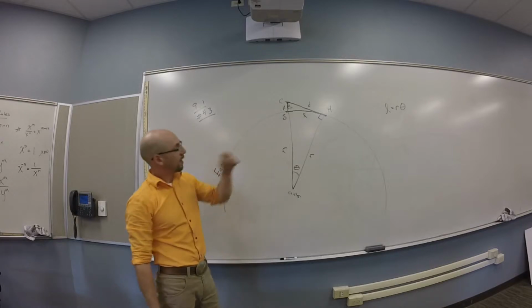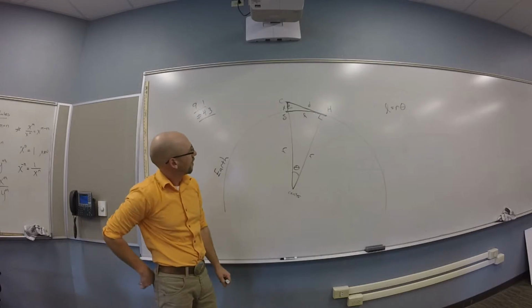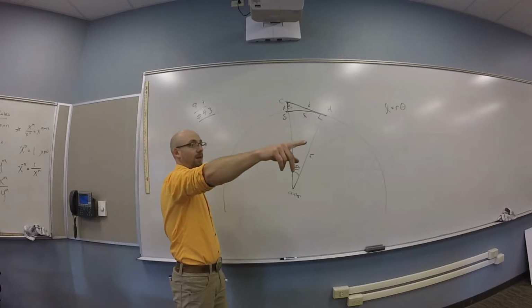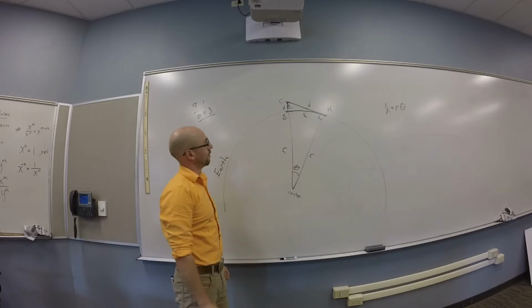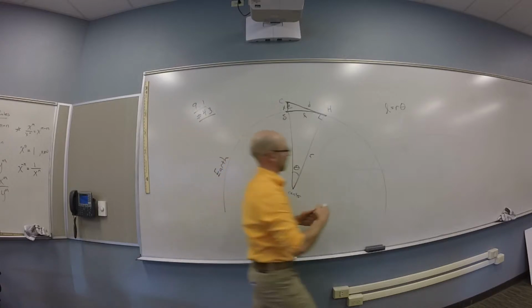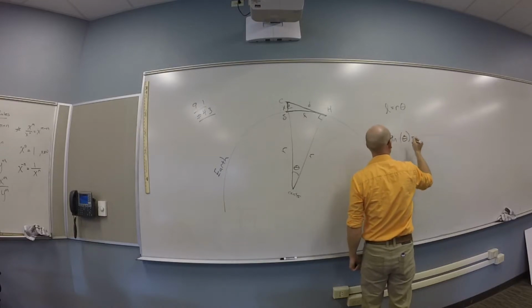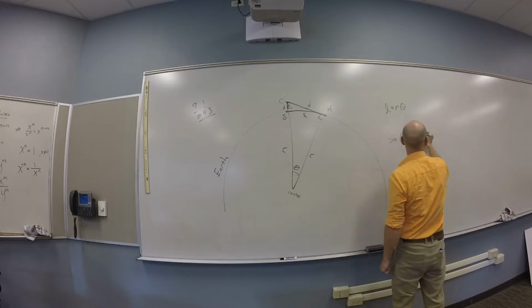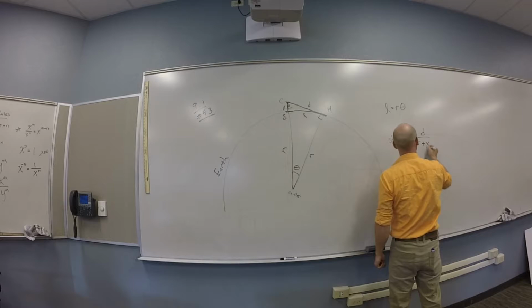All right, so I think I got L is R theta, and what else? Sine of theta is equal to D over R plus X. Okay, I like that better. D over R plus X.